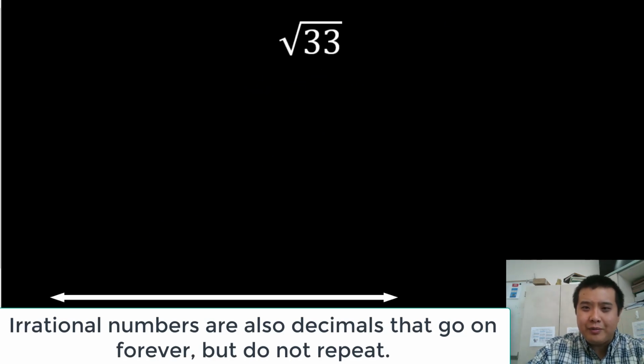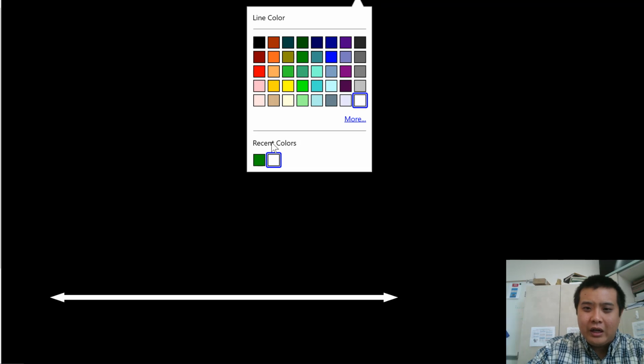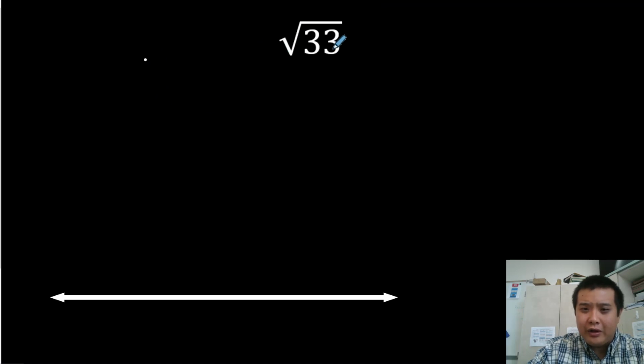So our first example is going to be the square root of 33. And as we know, 33 is not a perfect square, so therefore this is going to be an irrational number. In order to estimate, we need to remember what our perfect squares are.